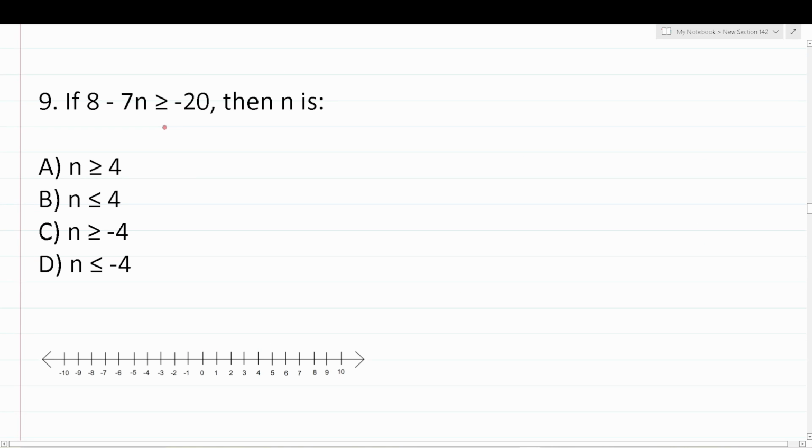All right, so number 9 says if 8 minus 7n is greater than or equal to negative 20, then n is. So we're trying to solve the inequality 8 minus 7n greater than or equal to negative 20. All right, so we're trying to get the letter variable n by itself in this inequality. The first thing we want to do is subtract 8 from both sides of it.